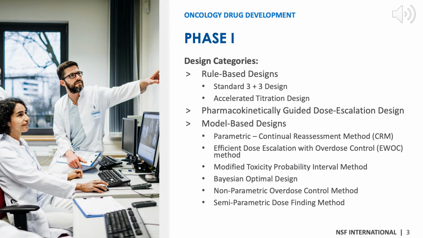As you know, the primary objective of a phase 1 study is to assess safety profile of a drug. This is typically done via assessment of dose-limiting toxicities. The commonly used phase 1 design in oncology can be categorized in three groups. Rule-based designs, such as standard 3+3 design or accelerated titration design, PK-guided dose escalation design, and model-based designs.